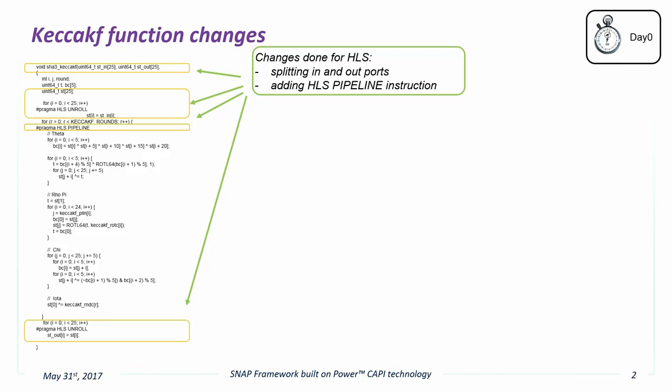There were 3 yellow box changes we made. The first was to separate the input buffers from the output buffers, so the FPGA didn't have to write to the same location it was reading. The other 2 changes, for unroll and pipeline, allow the compiler to perform parallel operations on code segments.